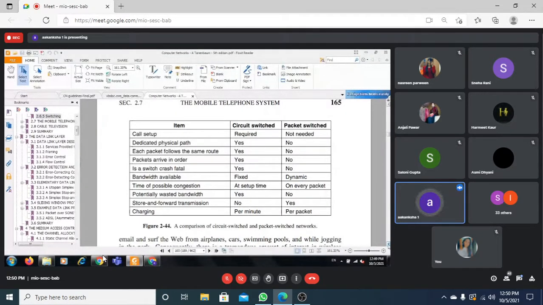Yes, in circuit switching it is fatal, but in packet switching it is not fatal. Bandwidth is available and fixed to all, the sender and the receiver for the entire duration of time in circuit switching, but it is dynamic. Bandwidth is dynamic in case of packet switching.